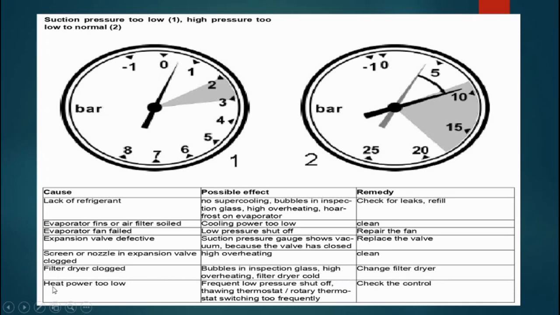And the last cause is that heat power is too low. Its possible effects are frequent low pressure shut off, thawing thermostat, rotary thermostat switching too frequently. So its remedy is to check the control, because there are two thermostats. One is the rotary, which we switch through the switch, and the second one is the thawing. Thawing means to melt the ice.